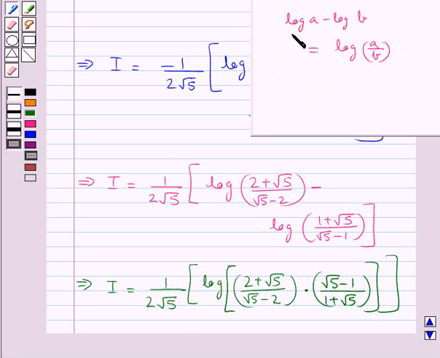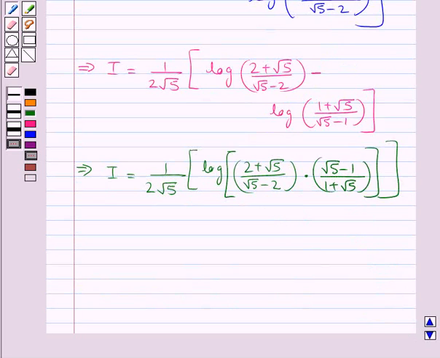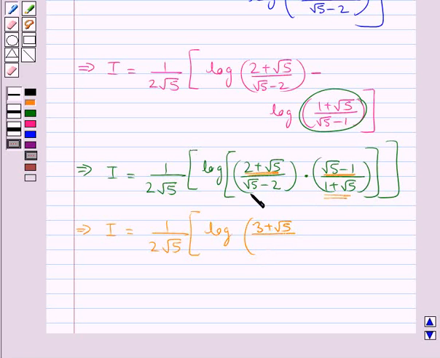Since we know log of A minus log of B is equal to log of A upon B. So log 2 plus root 5 upon root 5 minus 2 minus log 1 plus root 5 upon root 5 minus 1 is given by log of 2 plus root 5 upon root 5 minus 2 divided by this, or multiplied by the reciprocal of this. This gives us I is equal to 1 upon 2 root 5 into log. Now 2 plus root 5 when multiplied by root 5 minus 1 gives us 3 plus root 5, upon 1 plus root 5 multiplied by root 5 minus 2, which gives us 3 minus root 5.